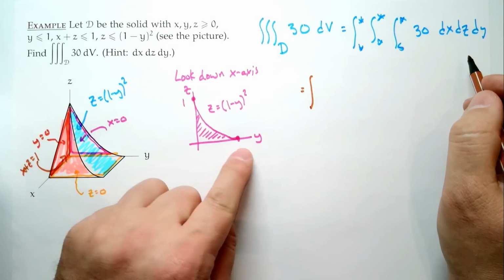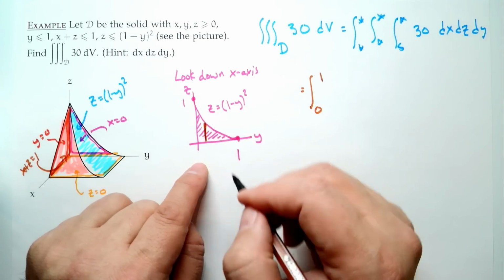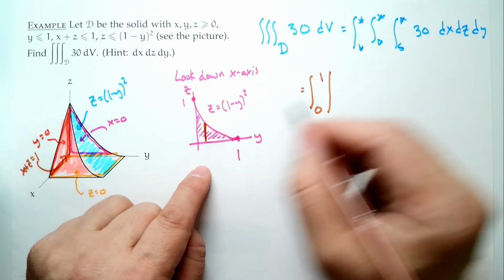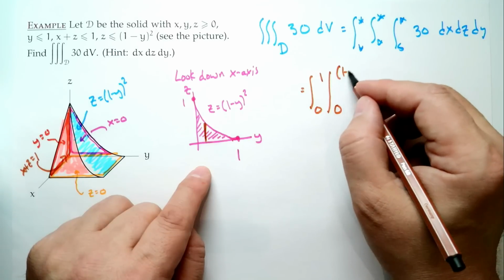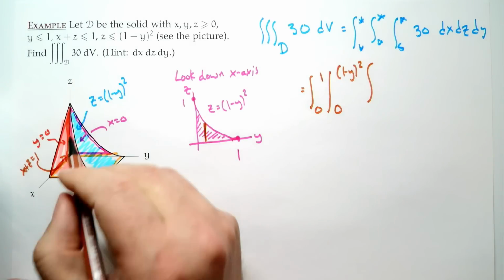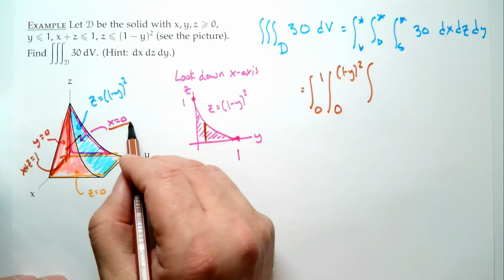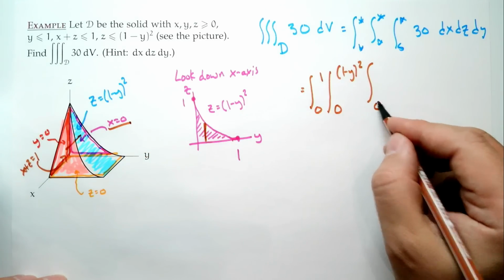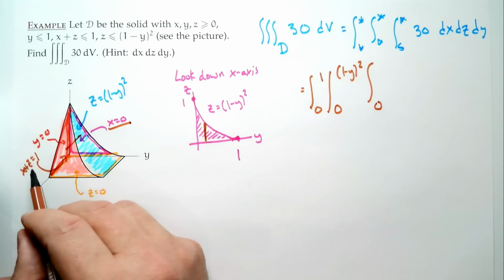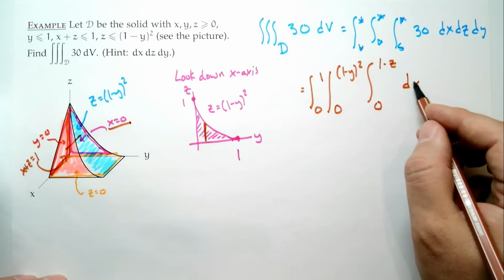So y goes from where to where? 0 to 1. Now that I have y, where does z go from? It goes from z equals 0 to z equals 1 minus y squared. Now that I have y and z, where will x go from? I'm going to go from this back face to this front face. The back face is the x equals 0 plane, so I go from 0. The front face is this x plus z equals 1, so I need to get it in terms of x equals. So it goes to x equals 1 minus z. So that's the new bounds.